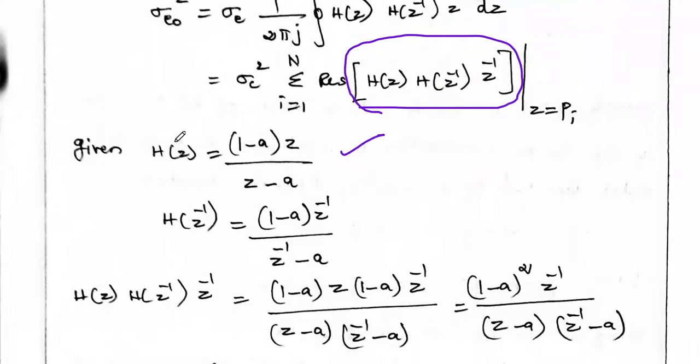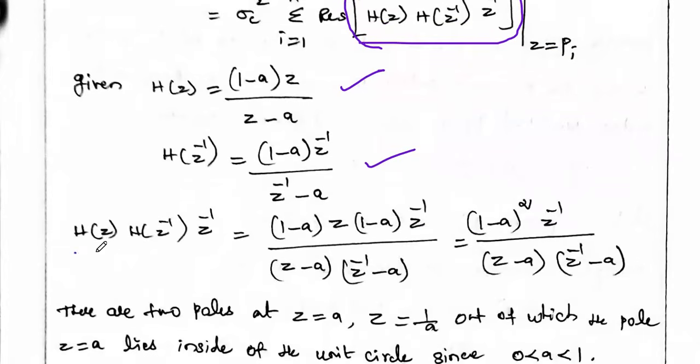What is H of z inverse? In the H of z equation, wherever the variable z is available, you just replace it with z inverse. So H of z inverse equals 1 minus a, here z is available, so instead of z you substitute z inverse, divided by z inverse minus a. So H of z inverse equals 1 minus a z inverse divided by z inverse minus a. Then we have to multiply these terms, H of z inverse into z inverse.